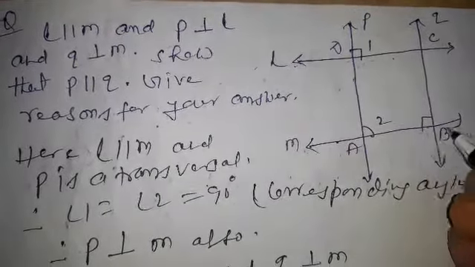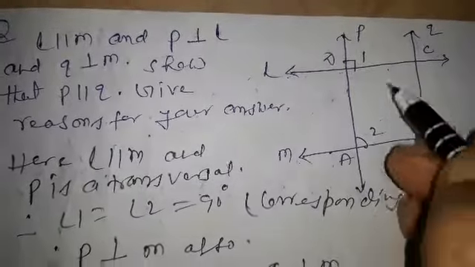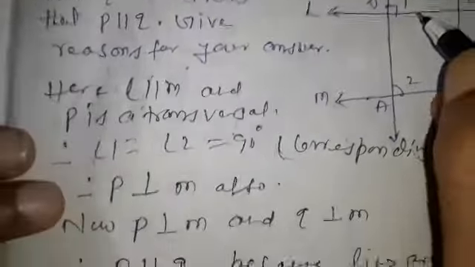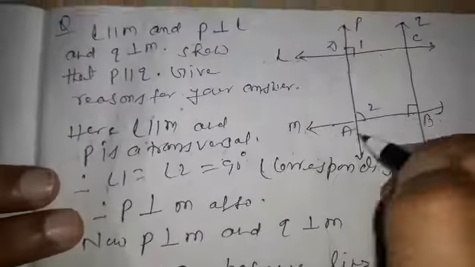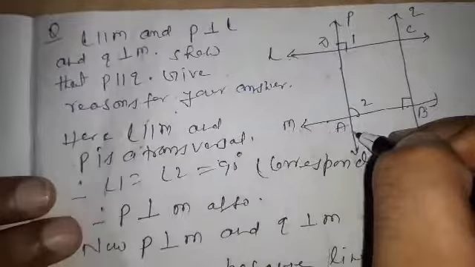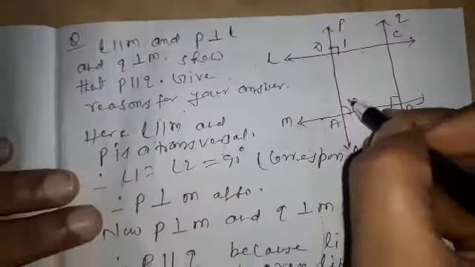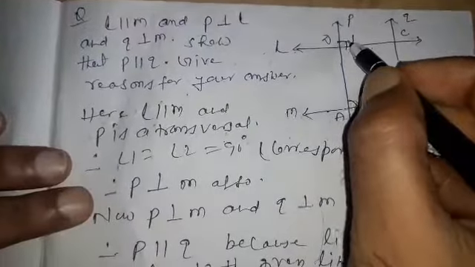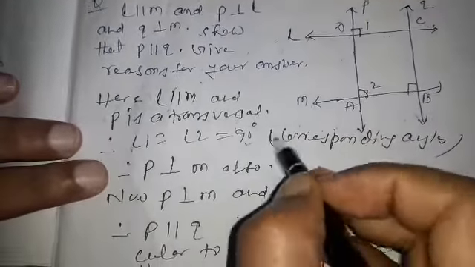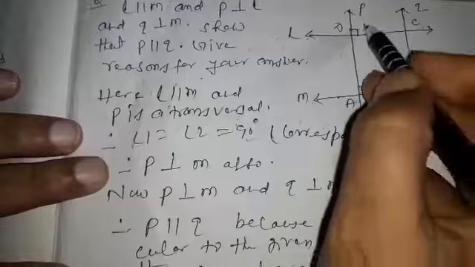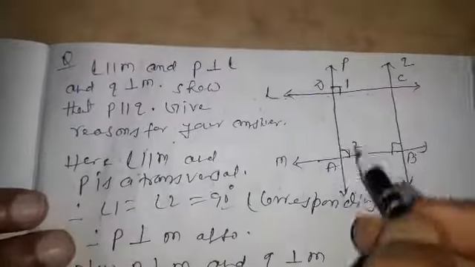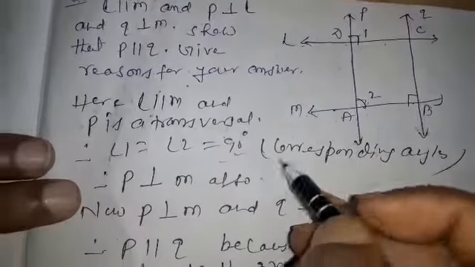Next question: given that L and M are parallel to each other, and P is perpendicular to L and Q is perpendicular to M, show that P and Q are parallel to each other. Because L and M are parallel and P is a transversal, angle 1 is equal to angle 2. But angle 1 is 90, so obviously angle 2 will be 90, because these are corresponding angles.